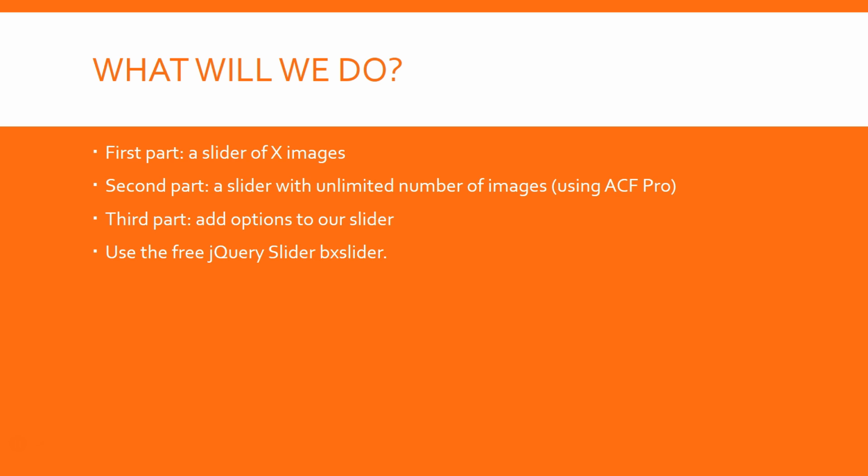And what are we going to do? For the first part, we are going to make a slider that will have a set amount of images, 3 images specifically. And this means that the client, or the user, whatever you want to call them, will be able to add up to 3 images at a time. So each slider will have only up to 3 images.